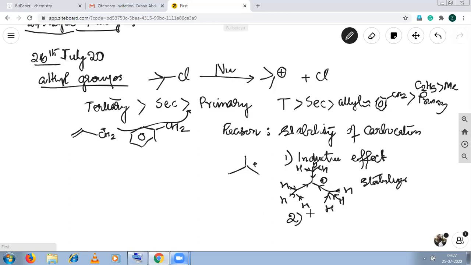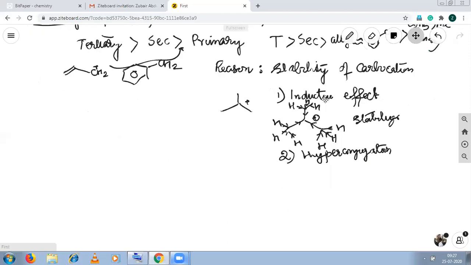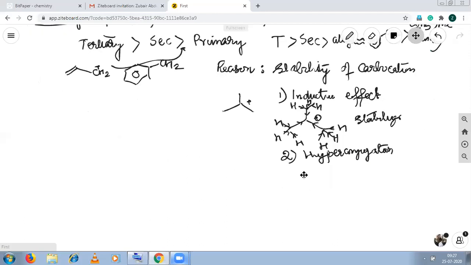Now number two. What is the second? Hyperconjugation. Again, not English. It's also chemistry. You take a dictionary, you will not find this word. That's the meaning when I tell you, don't write English, write chemistry. Now, how will you explain hyperconjugation? Simple. Draw the structures. Your paper contains a lot of English.